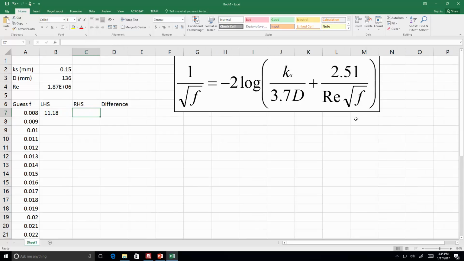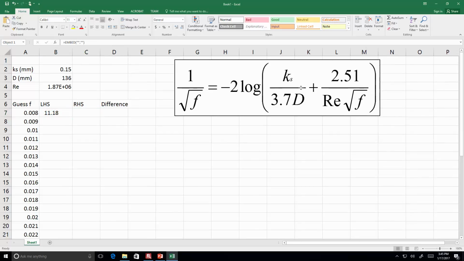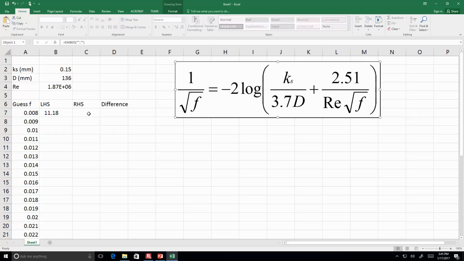All right. Now the right-hand side is going to be a little more tricky because that's the complex side of the Colebrook equation. Okay, so equals -2 times the log. And now we have to put in a K sub s. I'm going to anchor that because we're going to drag this down. We always want it to refer to that same cell location.